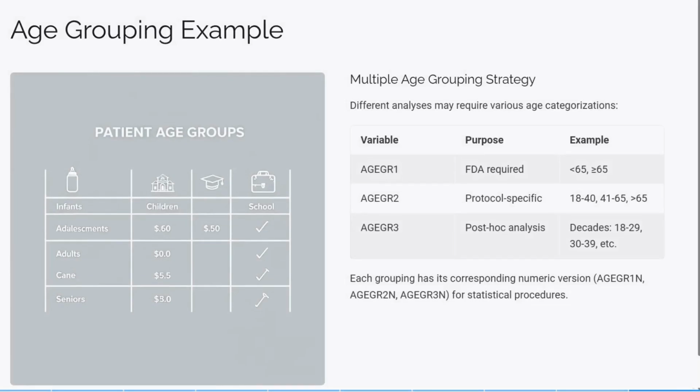Okay, so here we'll be having multiple age grouping strategies. Age group 1, FDA required, less than 65 and greater than or equal to 65. And age group 2, the protocol specific, we will be considering this range as age group 2, and the post hoc analysis indicates 18 to 29, 30 to 39. So that will be considered as an age group. Each group has its corresponding numeric version, like age group number 1 numeric format. So for the different analysis, each individual range will be considered one group.